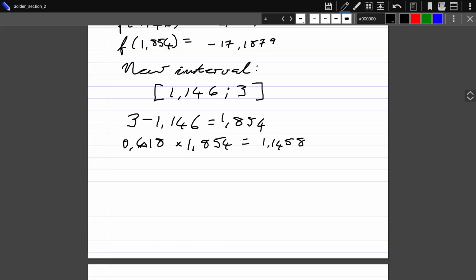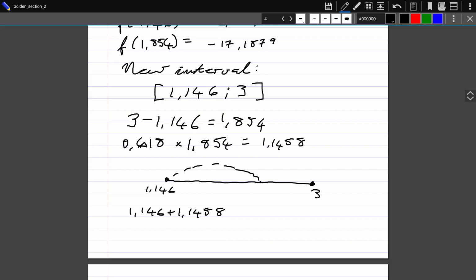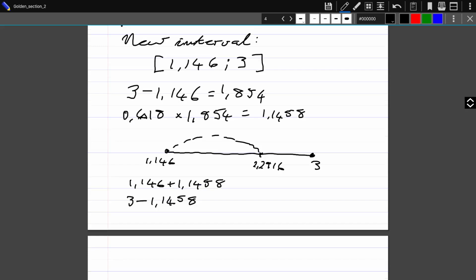So our 2 new intervals, we draw what we're doing here, start at 1.146 to 3. So we'll start with 1.146 plus 1.1458, which is 2.2916. And the other point to consider will be 3 minus 1.1458. What's that? That gives us 1.8542, which we can regard as being more or less there. And now we simply do the same thing.